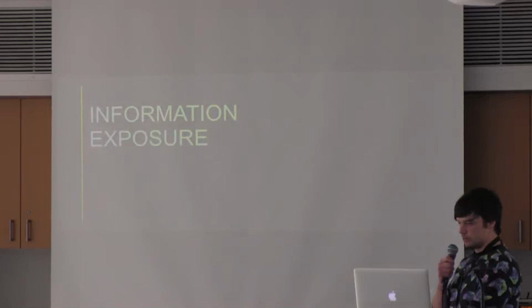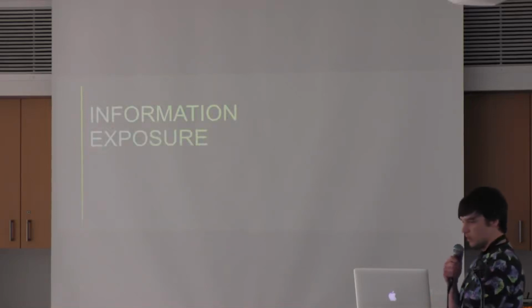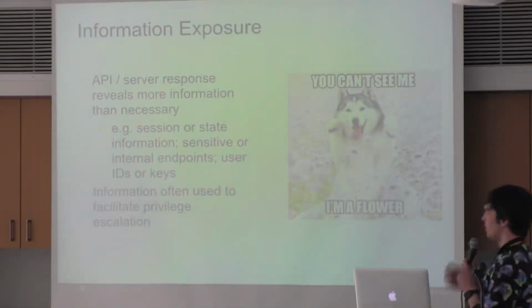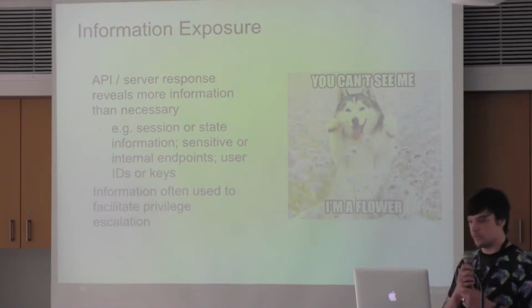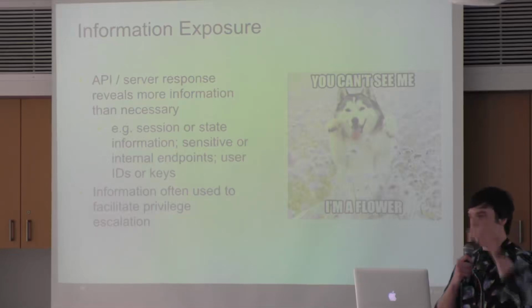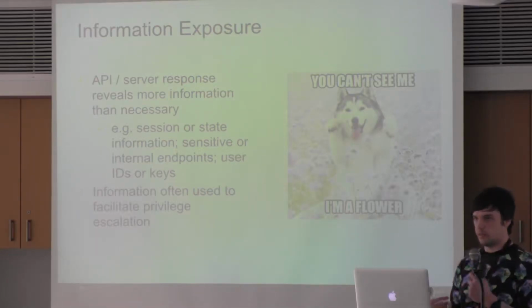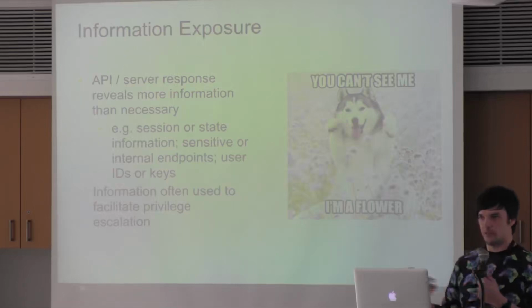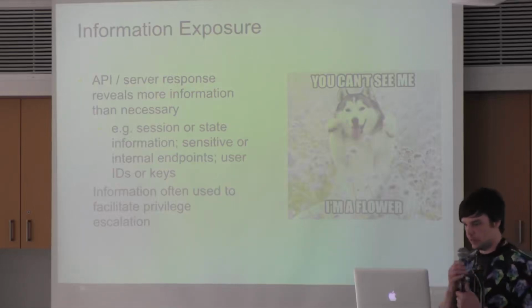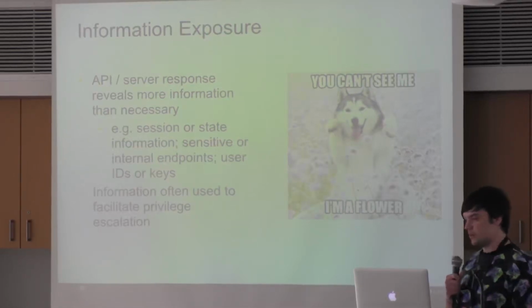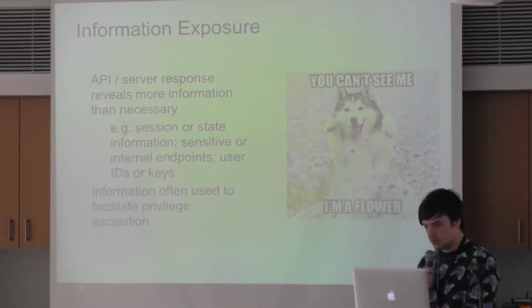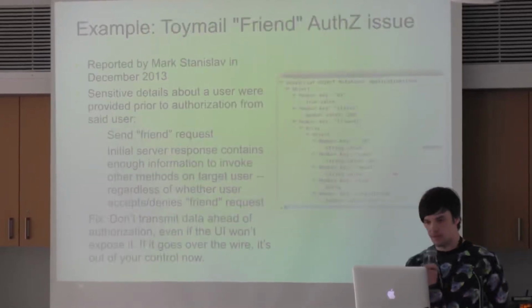Information exposure. These are all very generic titles, I know. In case you don't know what that means, it's the case where a response from the API gives you more information than is absolutely necessary. It could be sensitive session or state information, internal URIs, very OWASP 101 type things. The PayPal thing is probably another example of that, where that session ID coming back was sufficient to then talk to this other very sensitive API. Obviously, a lot of this is used then to facilitate privilege escalation, or, I don't know, stealing money from people. Again, using Toymail as another example.